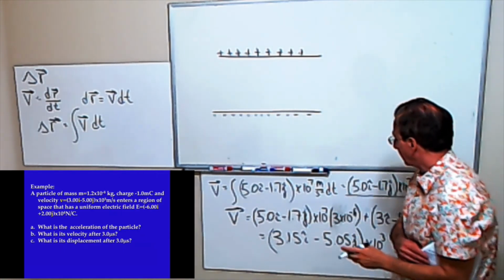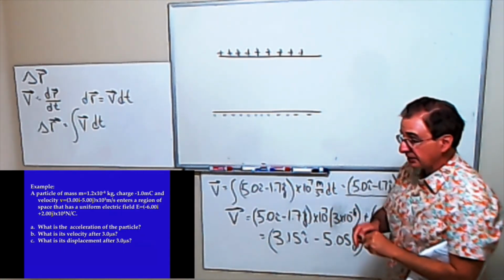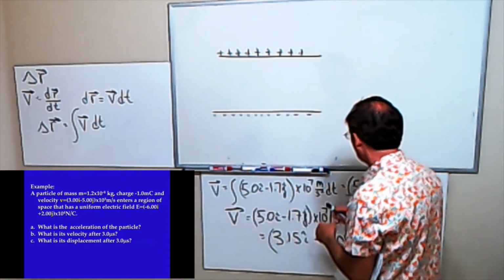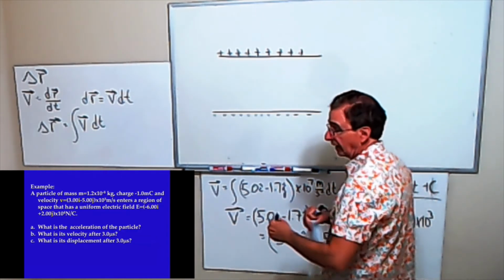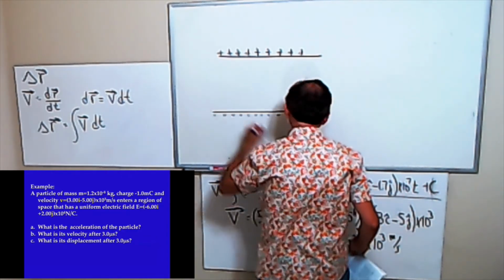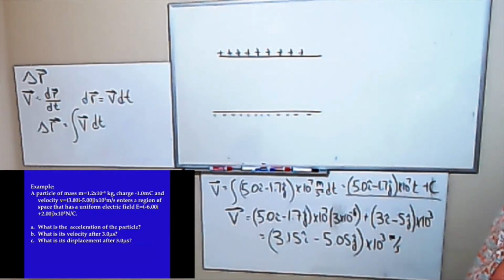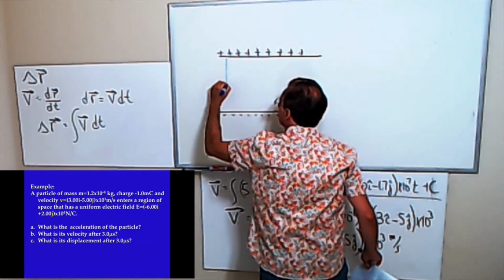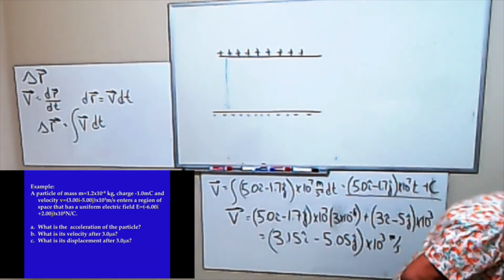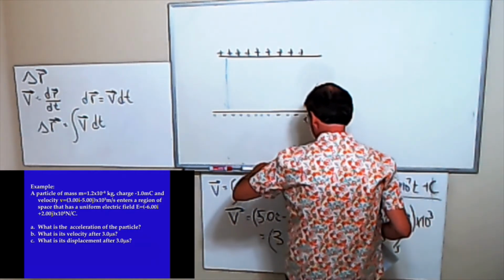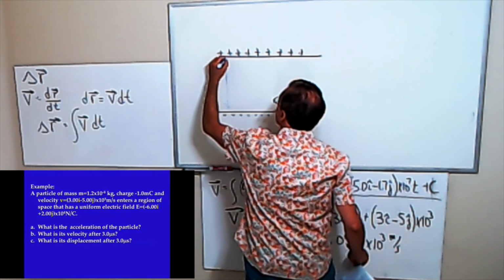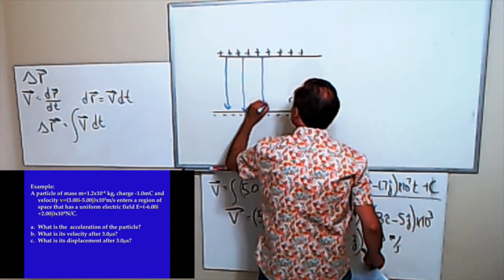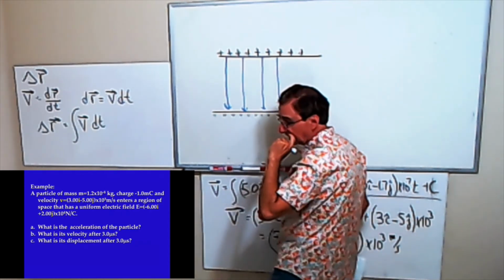When you have 2 plates like that, especially if the plates are large compared to their separation, what you'll end up doing is creating a uniform electric field that points downward in this particular case. So let's say E is constant.